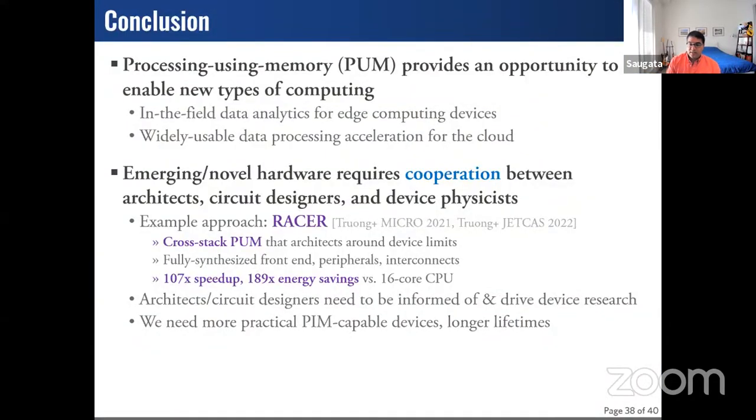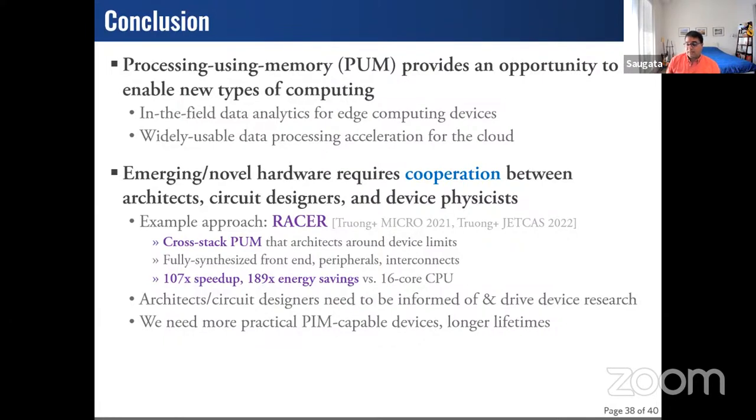And so with that, I just want to leave you with the fact that PIM and PUM in particular has a lot of promise. I gave you an example with Racer, and while I'd love it to be, Racer's not the end-all be-all architecture, but it shows that even doing some work across the stack, there's a potential for not only solving a lot of practical problems, but getting large benefits at the same time. And so I'd argue that if you're going to work in this domain, start reaching out across these boundaries.